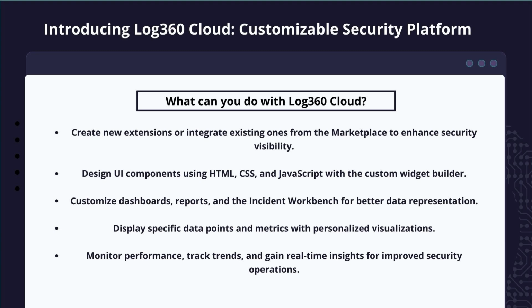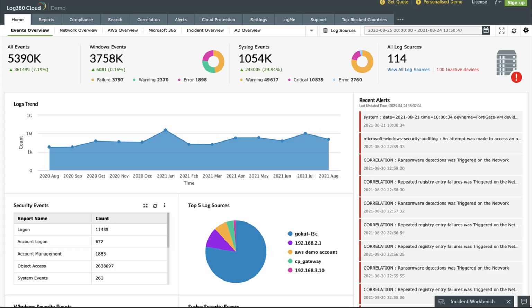Extensions come in two types, the first being native extensions, which add new functionality to Log360 Cloud, like custom reports, alert profiles, correlation rules, widgets, or even full applications. And secondly, third-party application extensions, which help bring in data from external security or business apps for a unified monitoring experience. Now let's walk you through how to install an extension from the marketplace.